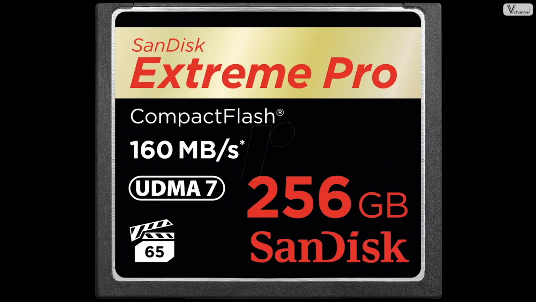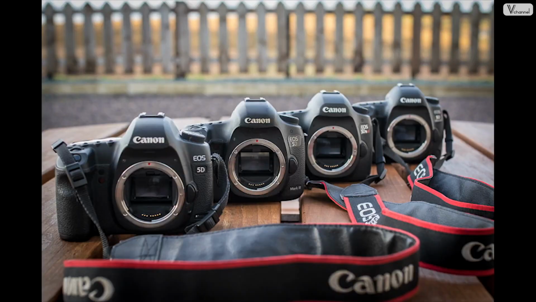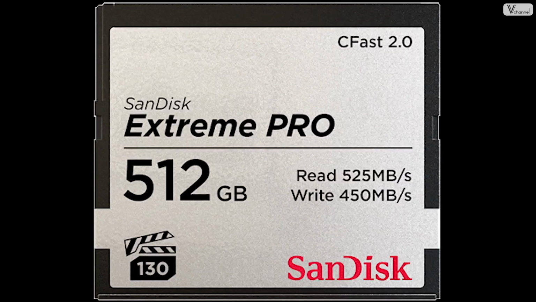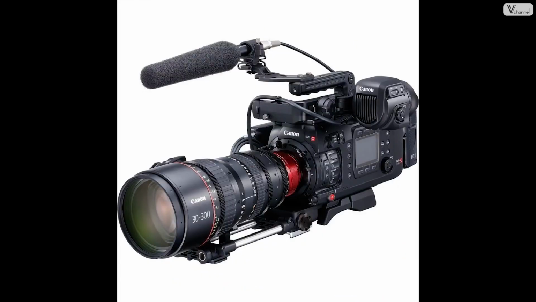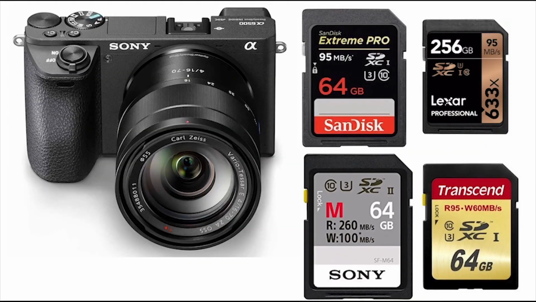About CompactFlash, it has higher speed, and is used for more expensive products that need high speed, such as the Canon 5D generation. CFast is the fastest memory card at the time, used for professional cameras like the 1DX and cine cameras. However, almost all cameras at the time use SD and microSD. We will talk much more about them.